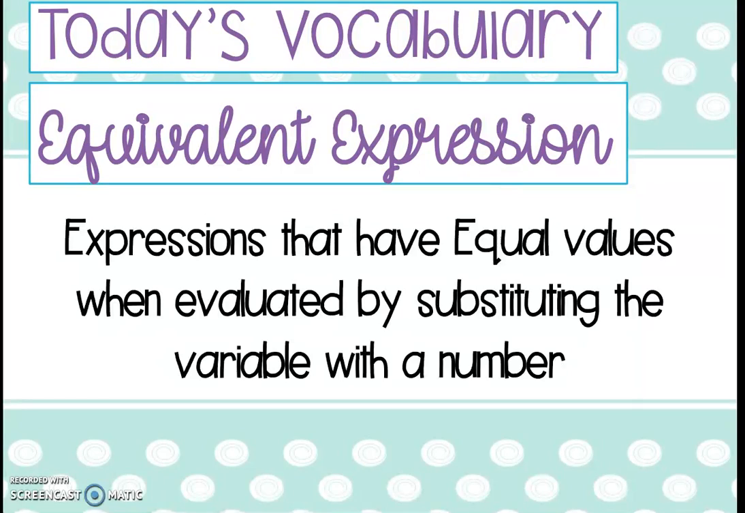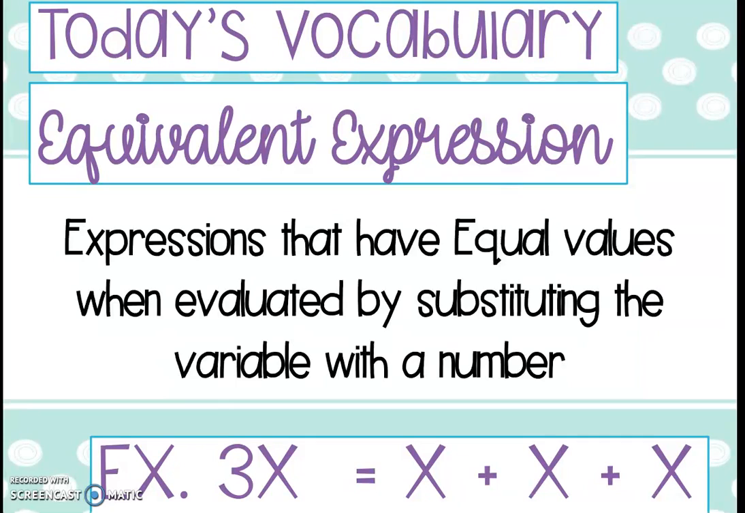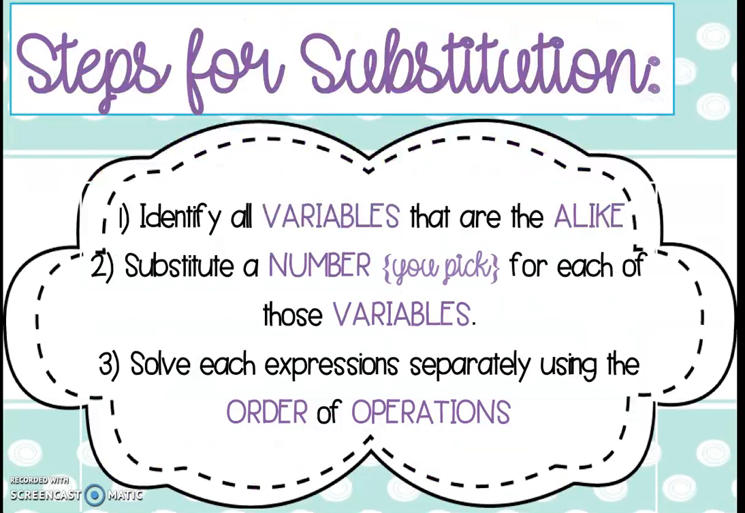So really what we're doing is we're taking a couple different targets that we've learned already and meshing them all into one. We're going to be using substitution and the order of operations to determine if two expressions are equal or if they're equivalent. For example, 3x is the same thing as x plus x plus x. Any value that we substitute in for that x is going to give us the same number on both sides of that equal sign.